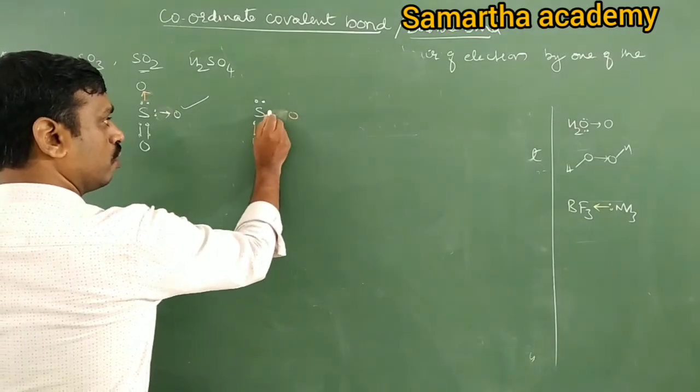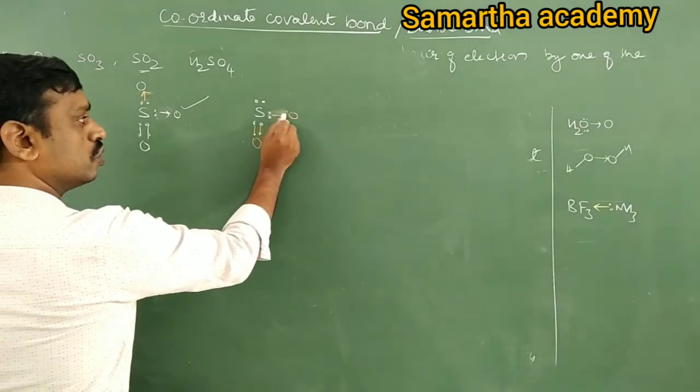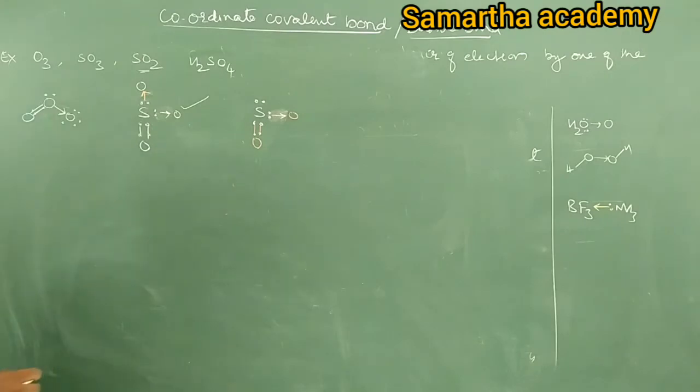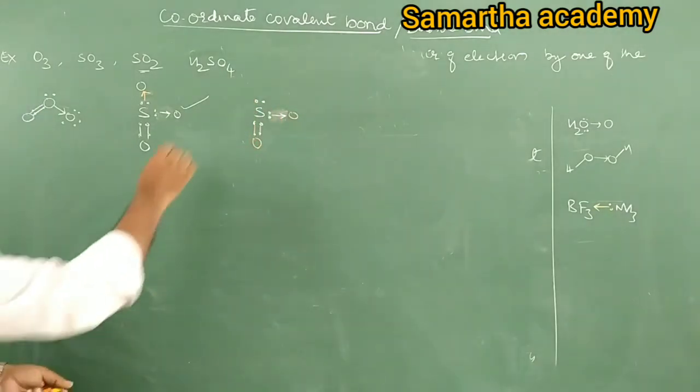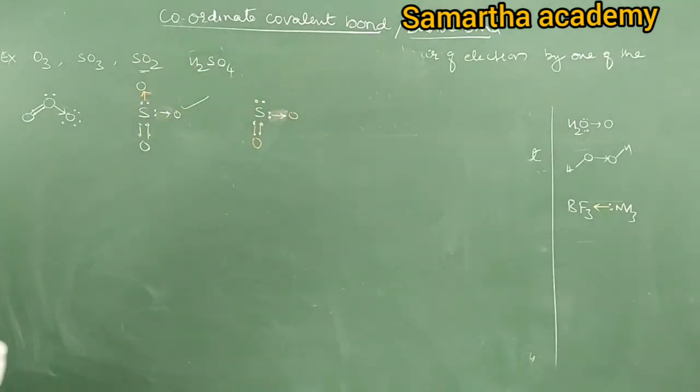Therefore, you convert one double bond to a coordinate bond. Now it becomes 4, 4, 8. Therefore, SO2 has one dative bond. Okay. So like that you can identify the number of dative bonds.